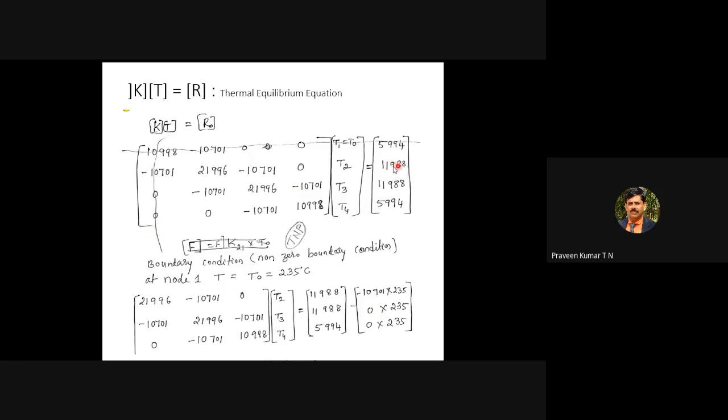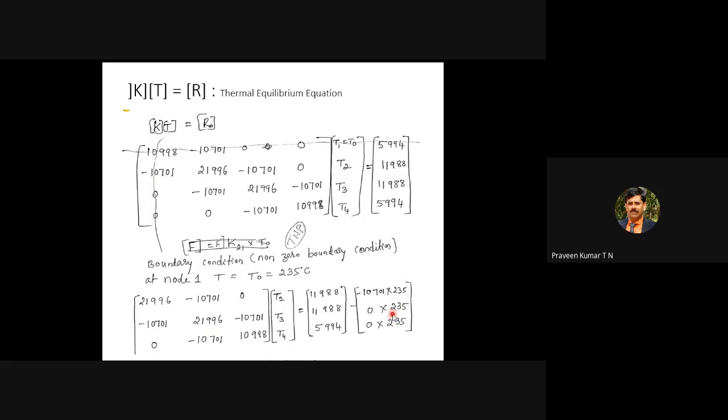Then you have to subtract from the heat force vector this K21 into T0. So here on the left side you are eliminating the term. K21 is the left element, that is what we eliminated. Eliminated is in the sense you are moving it to the right side. So K21 into T naught, similarly K31 into T naught, 0 into T naught. All terms come to the right side.